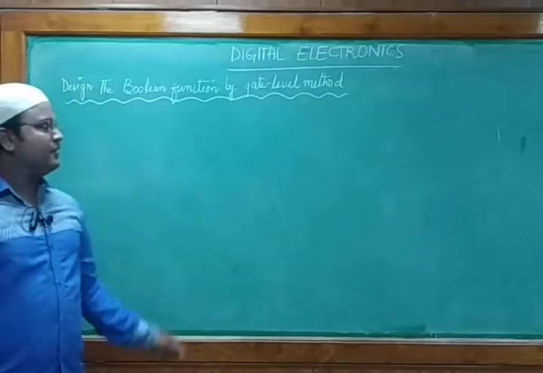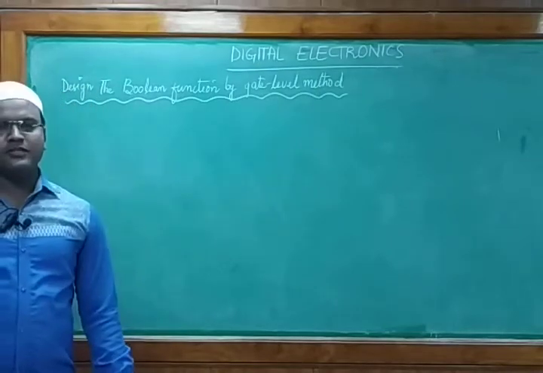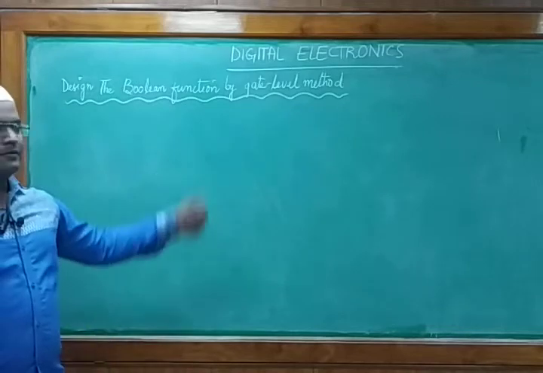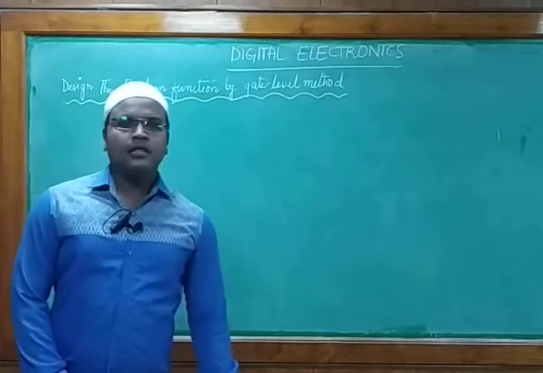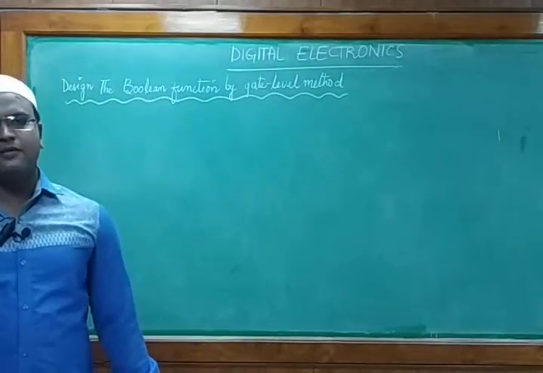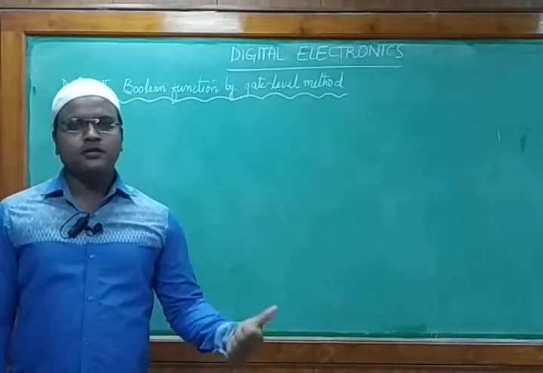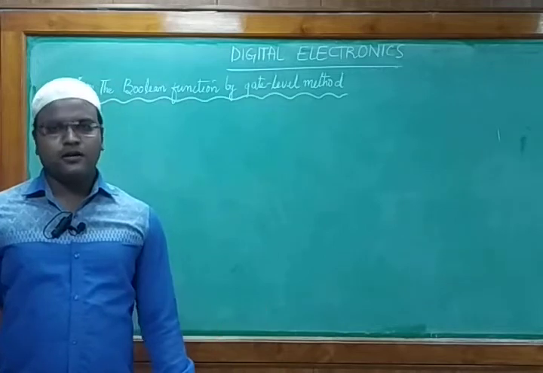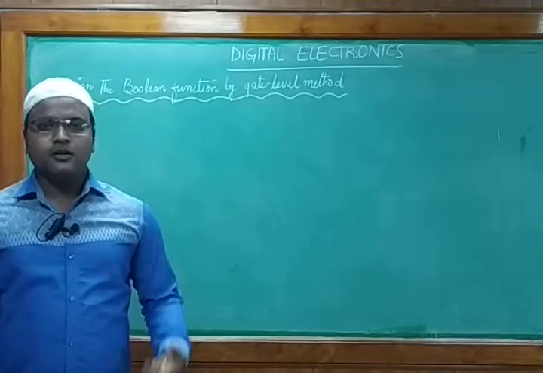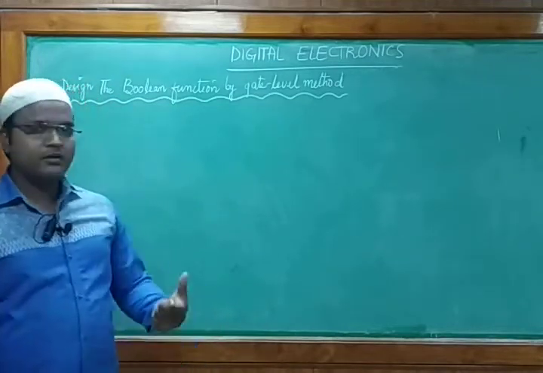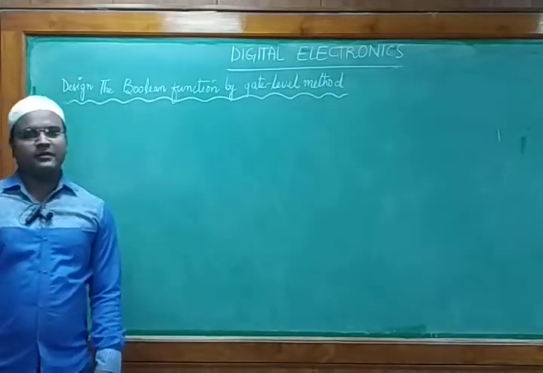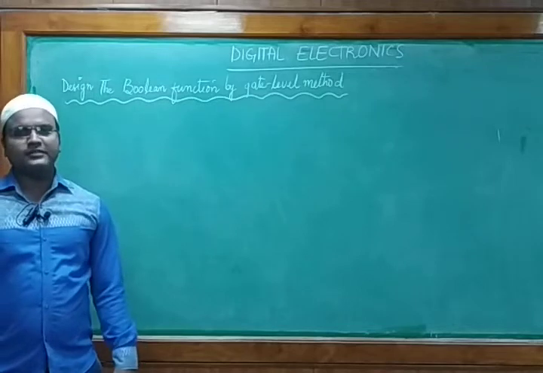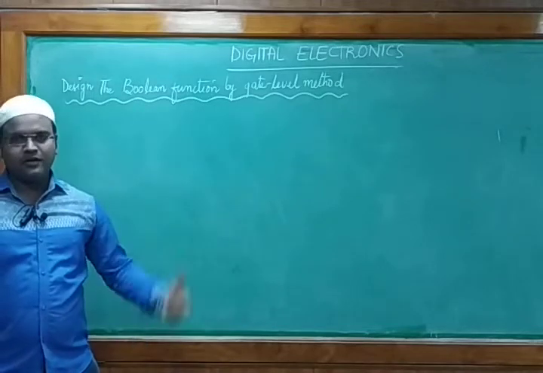Today we are going to see the designing of Boolean function by gate level method. That is one of the methods. In the previous class also we have seen Boolean function designing using two methods. One is truth table, second is hardware, that is logic gates. The logic gates method we can also call gate level method or gate level designing. So let us consider different examples in order to understand in detail.